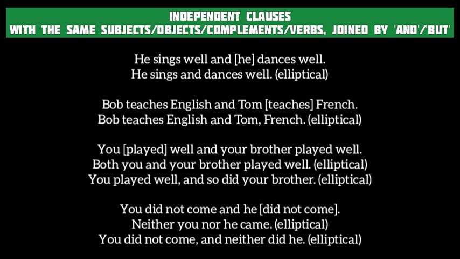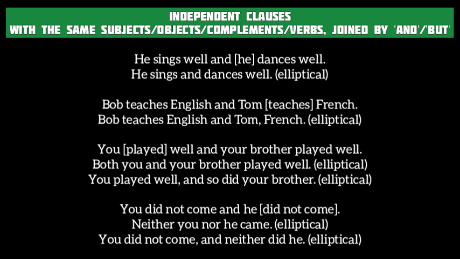In the second example, both the clauses have the same verb, "teaches." In order to avoid this unnecessary repetition, the obvious verb "teaches" is removed from the second clause, but the meaning is not affected. The elliptical construction "Bob teaches English and Tom, French" sounds concise and smart. But please notice that we have used a comma in place of the ellipted verb "teaches" in the second clause after the subject "Tom."